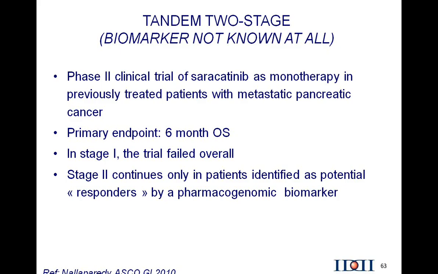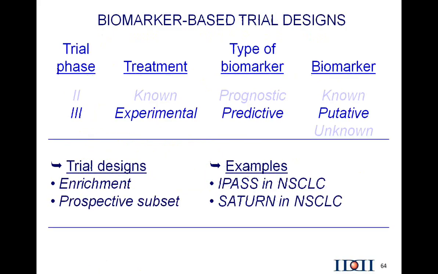So this is a potentially quite interesting design, but it has its problems as well, and one of the problems is the sample size. If we want to completely validate a putative biomarker, we must do this in a phase 3 trial, not in a phase 2. So the phase 2 trial is really a screening phase to identify a putative biomarker, and then the phase 3 is required to validate the true predictive value of that biomarker. Two designs will be discussed in this section, so-called enrichment designs and the prospective subset design.